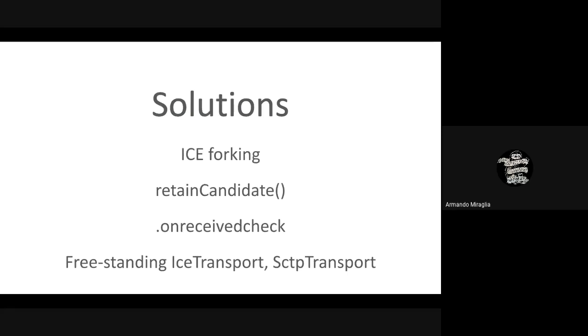So solutions to this are, first, we do ICE forking, and you can have more than one connection per the same local candidates. If you have a retained candidate from FlexSize, you can keep that same candidate live. On received check is the name of the mind-blowing thing that I came up with. I think I chose it. And then to avoid the peer connection limit, we could implement the freestanding SCTP transport. We already agreed to do the ICE transport. Or they could use the freestanding SCTP transport.